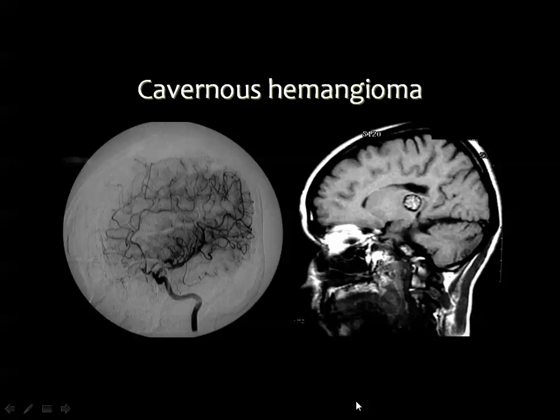Then, as I have said, if you perform an angiogram for a patient who has a cavernoma, you will see a normal finding, because there is no flow at the level of the cavernoma. And this is a cavernoma in the thalamus, showing the classic configuration with the surrounding hypointense rim of hemosiderin.